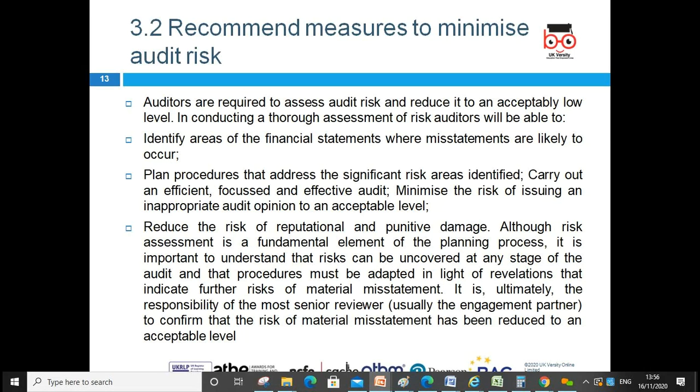By conducting a thorough assessment of the risk, auditors will be able to identify the areas of the financial statements with misstatement: in the cash, in the value of the assets, the depreciation of the assets, fake invoices, fake workers in the payroll for saving tax. So you need to identify these. Plan procedures that address the risk. Identify which is an effective audit, to minimize the risk of issuing an inappropriate audit opinion. You give the true opinion, not an inappropriate one.